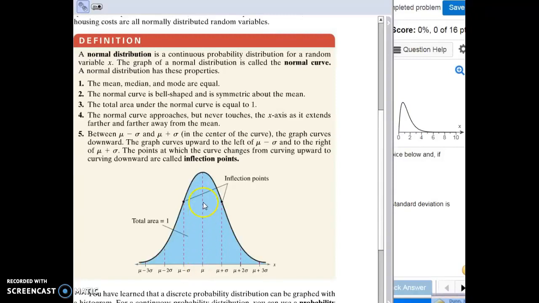So for this picture, it's a normal distribution. The mean, which is right in the middle, has the highest probability of occurring, and the further away you get from the mean, the less likely the values are.